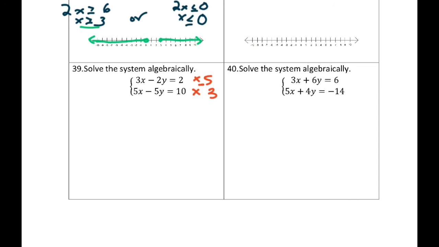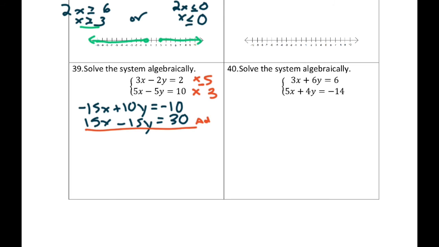So when I multiply everything in the top equation by -5, I get -15x plus 10y equals -10. Everything in the bottom equation by 3 gives me 15x minus 15y equals 30. And then I'll add the two equations together. So -5y equals 20, which means y equals -4.